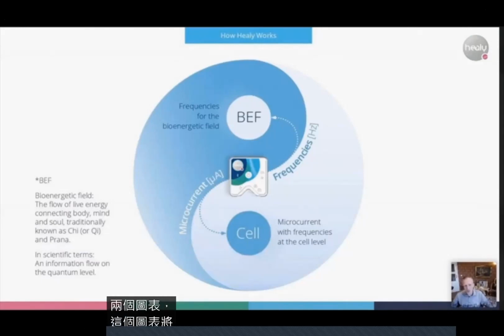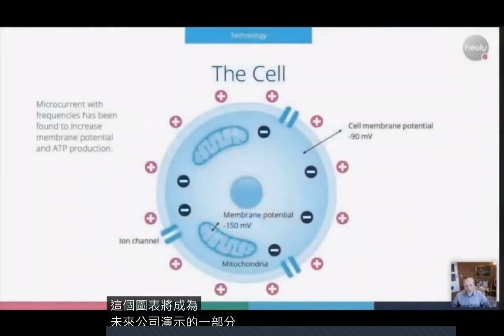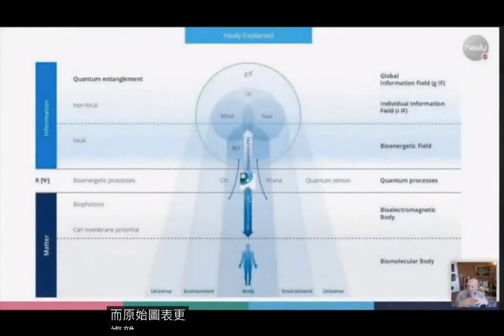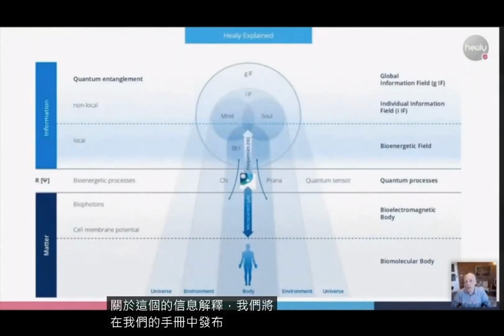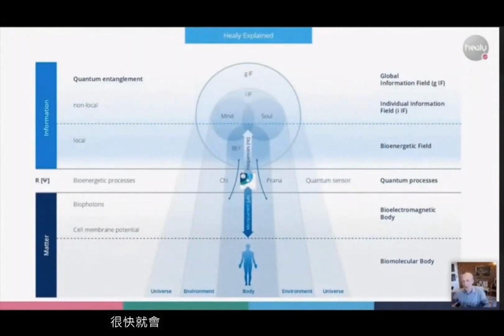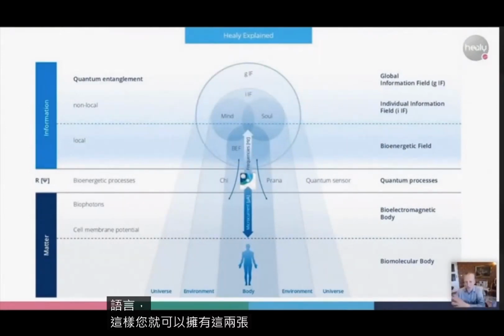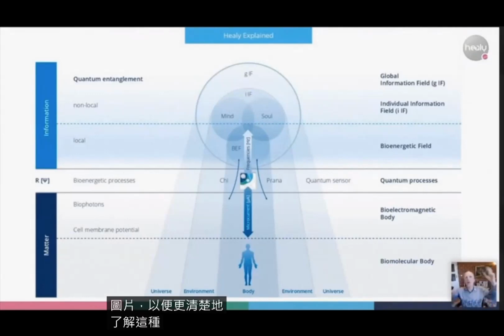This diagram will be a part of the company presentation in the future, whereas the original diagram, with more complexity, and I have written 2 pages of explanation about this, we will publish in our manual or in an additional explanatory text to the manual very soon. We just need to translate it into the different languages of the world so that you will have both of the pictures, to get a little clearer idea about this emerging science behind Healy.